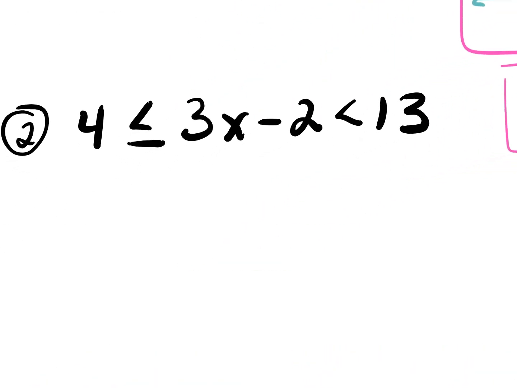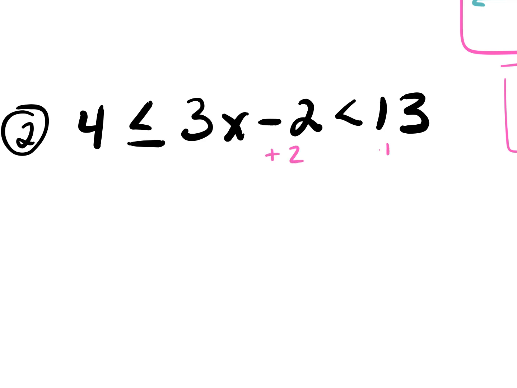All right, let's take a look at number 2. So number 2, we have 2 inequalities. So we can kind of treat it as if it were 2 separate equations, but we're going to do it all together. So I want to get the x all by itself in the middle. So how would I get rid of everything else from the middle? What should I do first?